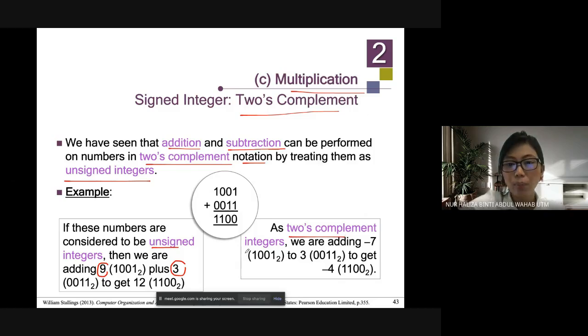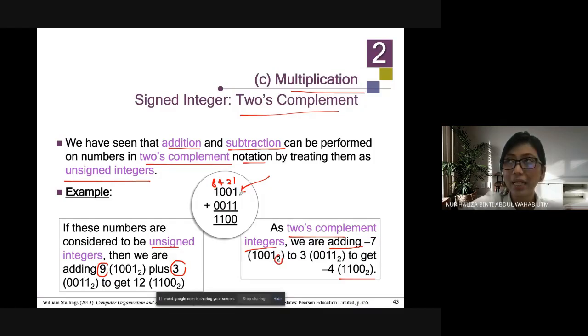As second complement integer, we are adding minus 7. This one is minus 7, plus 3, which gives minus 4. So this one is minus 4. This is the example you can see over here. 1, 2, 4, 8.